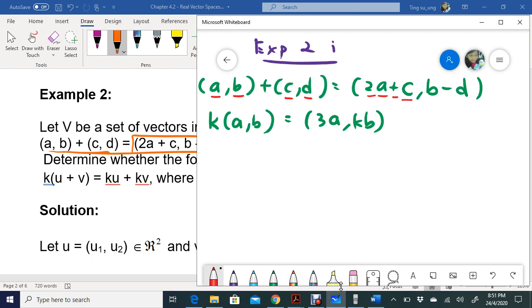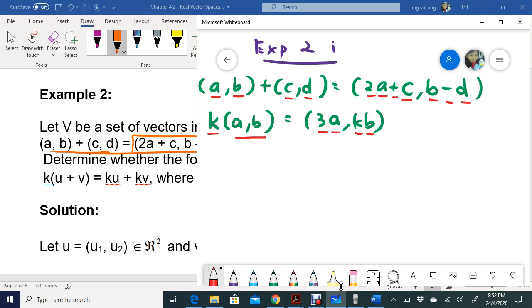Okay, so after that the second element is the second element in vector 1 minus the second element in vector 2. Okay, same goes with this one. So if you have a k AB, so you have 3 times the first element and k times the second element. Okay, this is how you read.